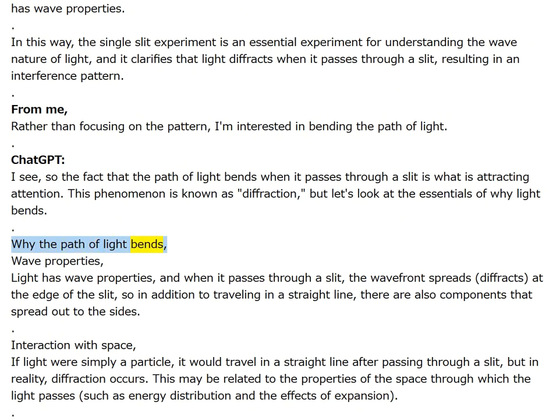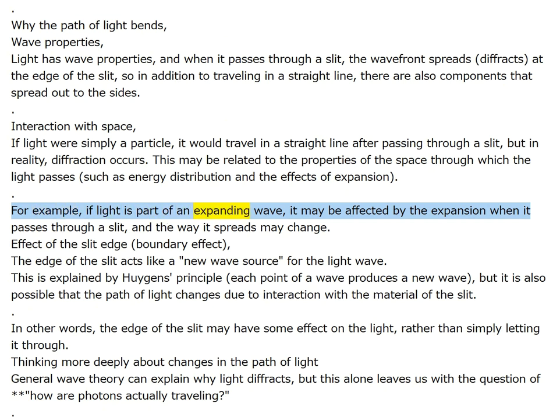Why the path of light bends: wave properties. Light has wave properties, and when it passes through a slit, the wavefront spreads, or diffracts, at the edge of the slit, so in addition to traveling in a straight line, there are also components that spread out to the sides. Interaction with space. If light were simply a particle, it would travel in a straight line after passing through a slit, but in reality, diffraction occurs. This may be related to the properties of the space through which the light passes, such as energy distribution and the effects of expansion. For example, if light is part of an expanding wave, it may be affected by the expansion when it passes through a slit, and the way it spreads may change.